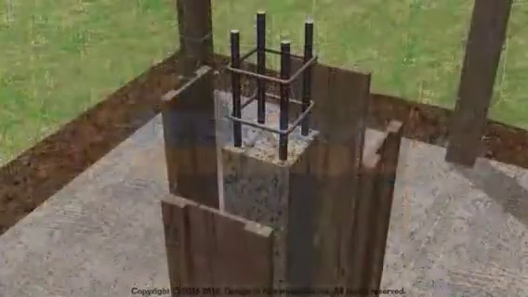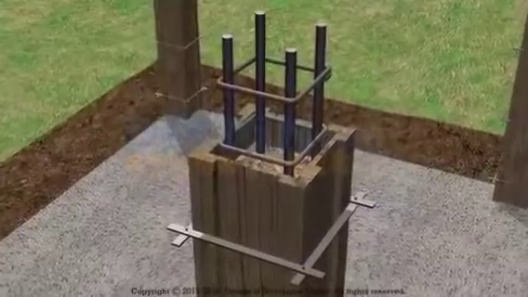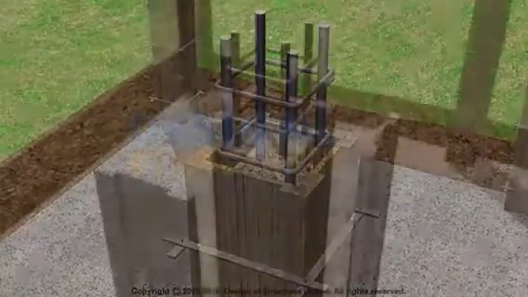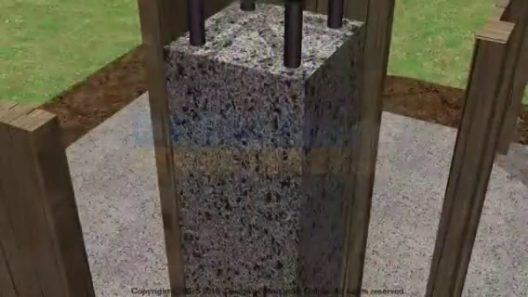Column shuttering removal. Shuttering should not be removed until the concrete has developed sufficient strength to support all loads placed upon it. The separation of forms should not be done by forcing. It may damage the hardened concrete.